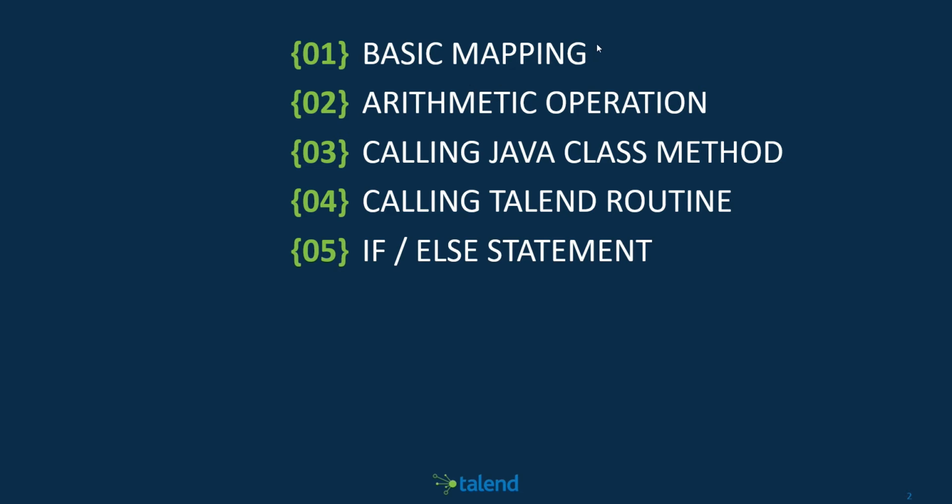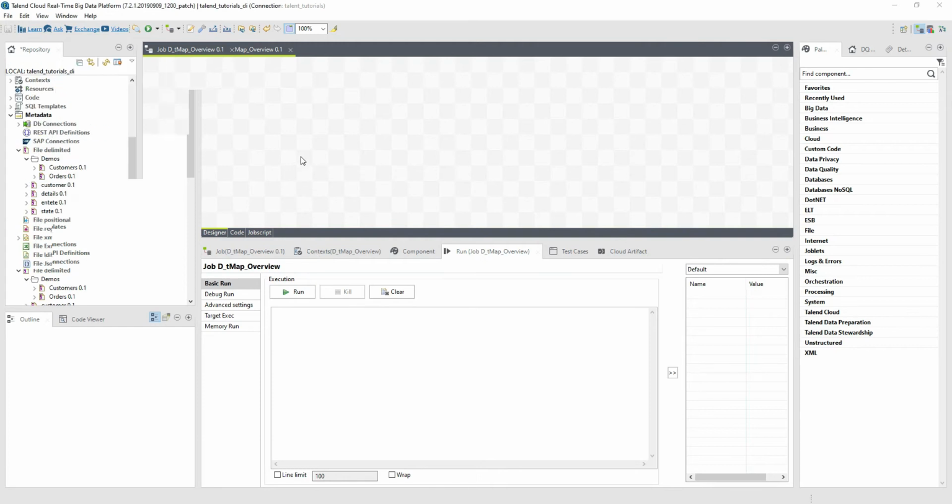How do we do simple basic mappings? We're going to look at arithmetic operations, calling functions or calling Java class methods. We're going to look at calling routines, and then we're going to look at conditionals, if-else statements within the tMap component, a very powerful and a very versatile component to have in the tool belt for data processing. That said, we're going to switch over to the studio environment and begin.